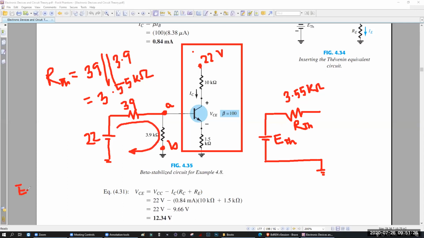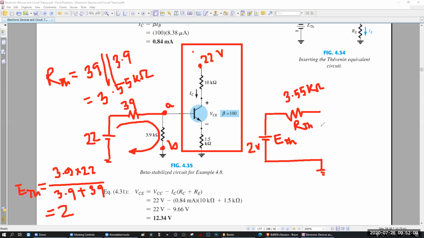So I'm going to write ETH. That will be 3.9 into 22 divided by 3.9 plus 39, right? So here the formula is R2 into VCC divided by R2 plus R1, right? That is the formula. So if you try to find this, 3.9 into 22 divided by 3.9 plus 39, the value is 2. Yes, how much, sir? 2. So I'm going to write 2 volt.